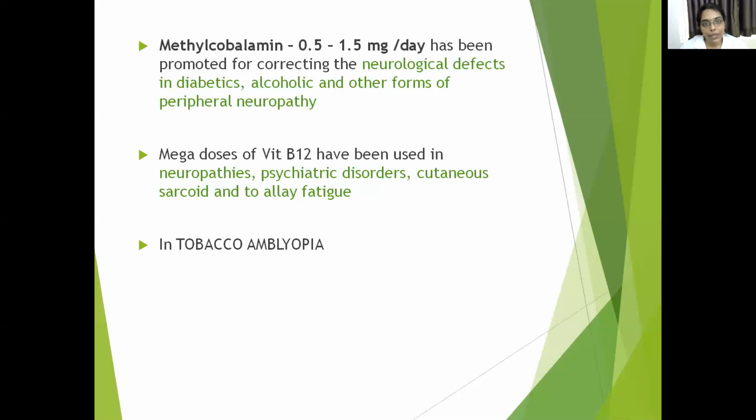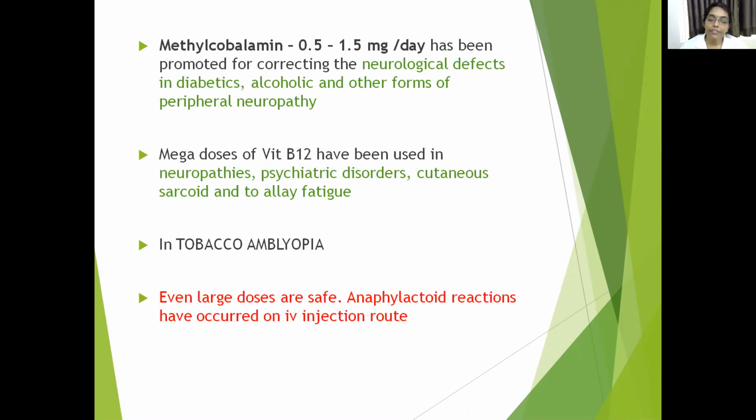Then in tobacco amblyopia, here the cyanide in tobacco causes visual field defects or hinders central vision. So here when you give hydroxycobalamin, it combines with the cyanide present in tobacco to form cyanocobalamin. Even large doses are safe, though anaphylactoid reactions have occurred on the IV injection route.